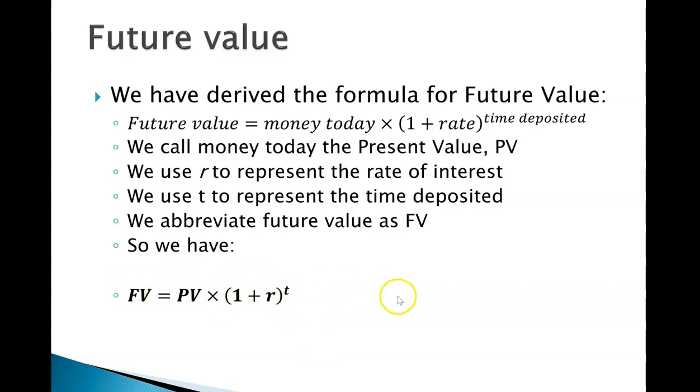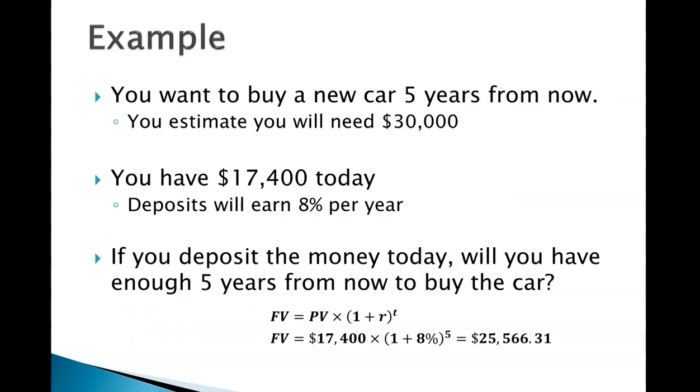Okay, and that's our future value equation. Okay, so here's an example. I'm saying you've got $17,400 today. You're hoping to have $30,000 in 5 years. You want to know how much you'll have if you deposit that amount of money today and earn 8% a year and leave it in there for 5 years.